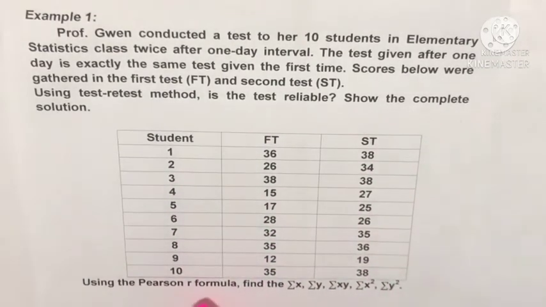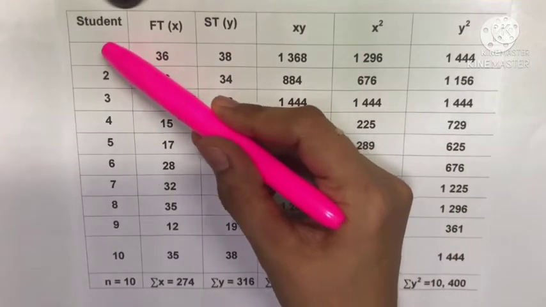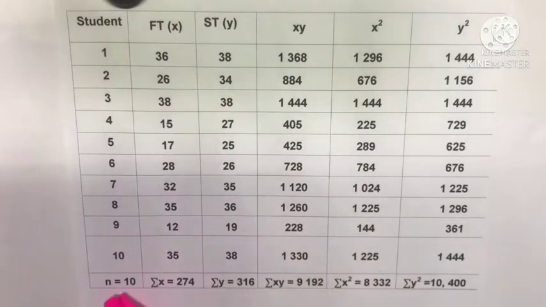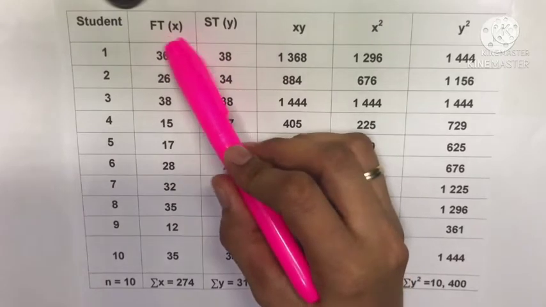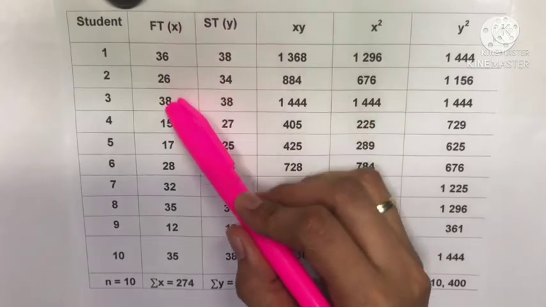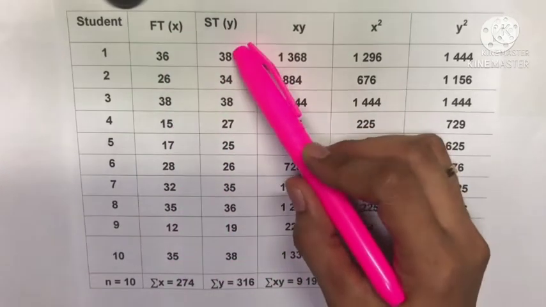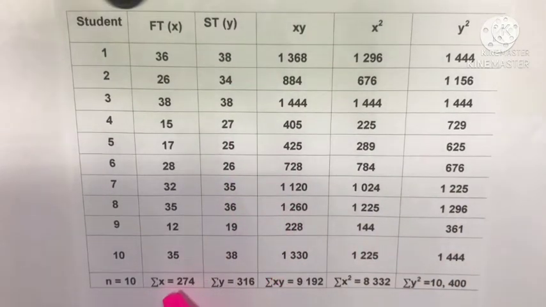Okay, so using the Pearson r formula, we will find the summation of x, summation of y, summation of xy, and summation of x squared, and also summation of y squared. So we have here the table for students 1 to 10, 10 students. So our n is equal to 10. So FT, we will have x for FT and y for ST. So FT is the first test, scores of students for the first test, and ST are the scores of students for the second test. So we will get the summation of x.